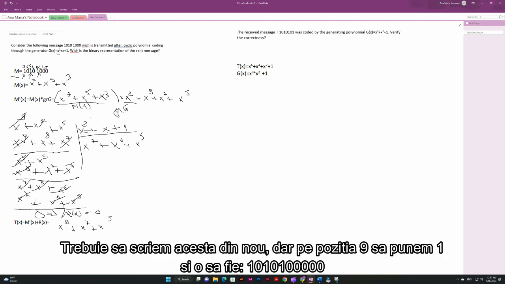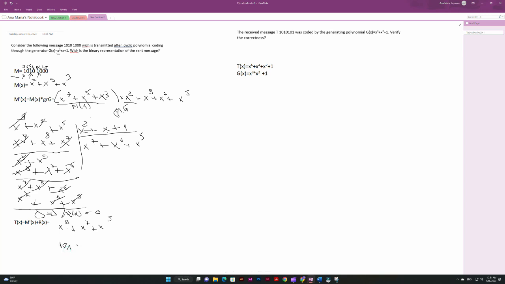We have to write this again, but to add 1 on the position 9, and it will be like this: 1, 0, 1, 0, 1, 0, 0, 0, 0, 0. Positions 0, 1, 2, 3, 4, 5, 6, 7, 8, 9 from here, 7, 5, and that's it.